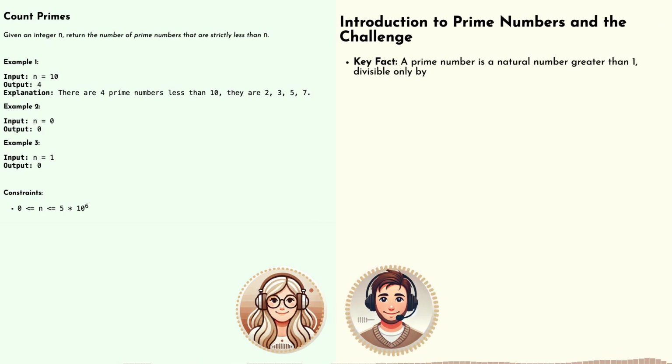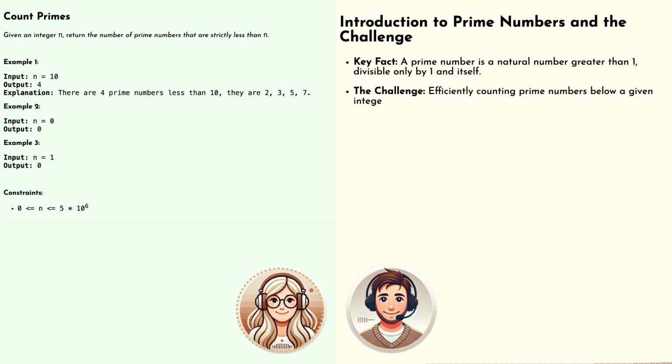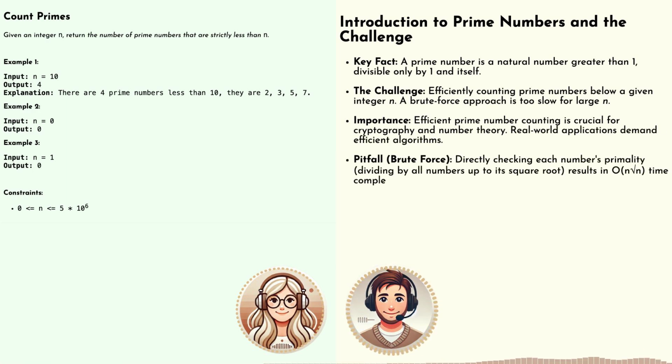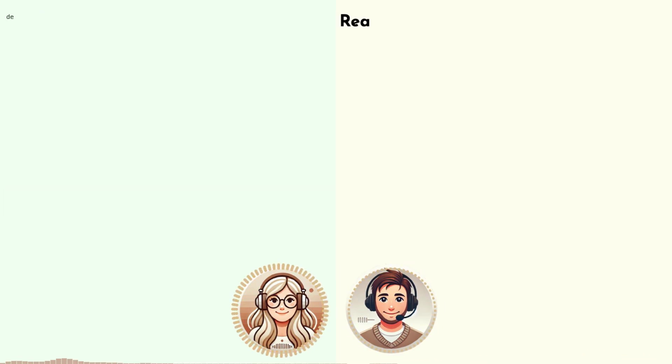Today, we're diving deep into a classic coding problem. It's one that's really fascinating and also super practical at the same time. And that is counting prime numbers, those numbers only divisible by 1 and themselves, that are less than a given number, we'll call it n.